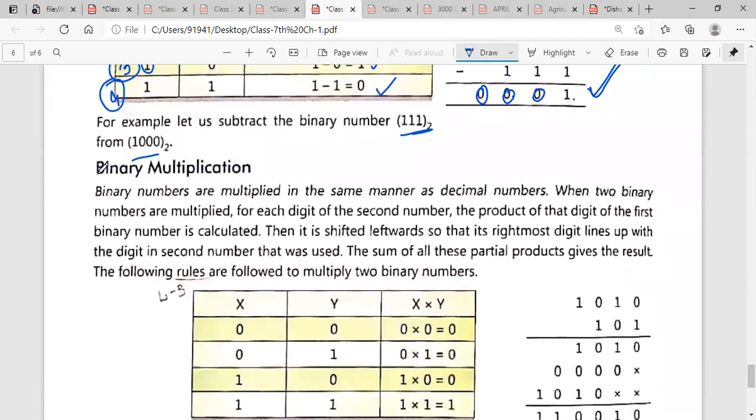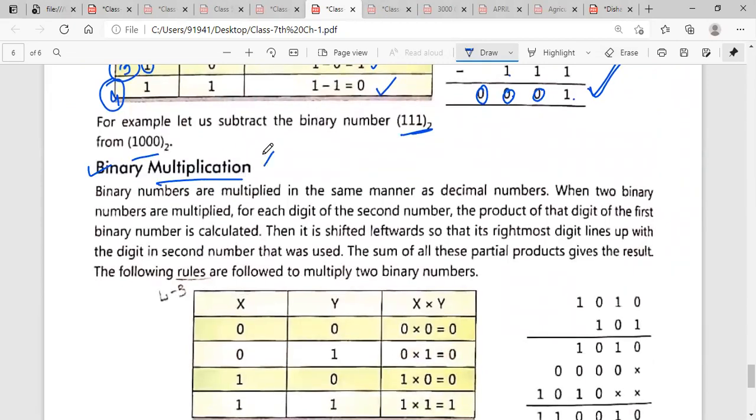Now next is binary multiplication. Now we will do a multiplication. Now what is binary multiplication? Underline this word, multiplication. You have to learn the spelling of this. Binary numbers are multiplied in the same manner as decimal numbers. It has the same process as decimal numbers.